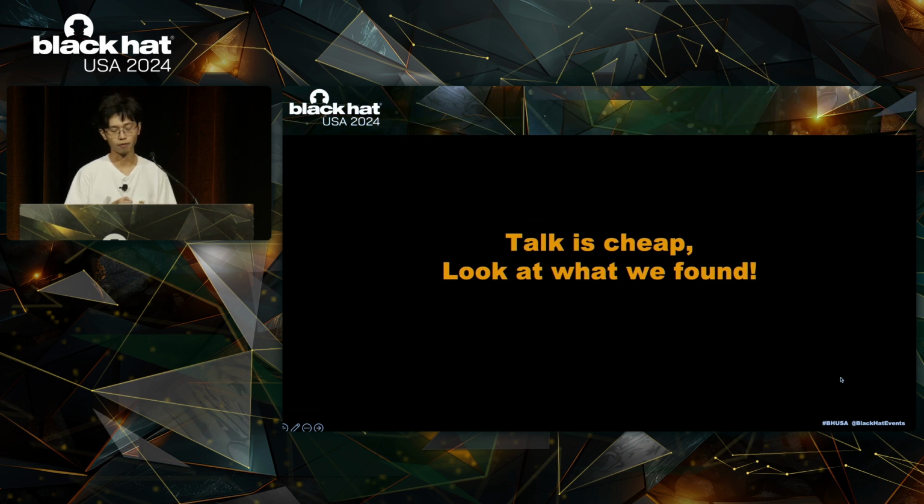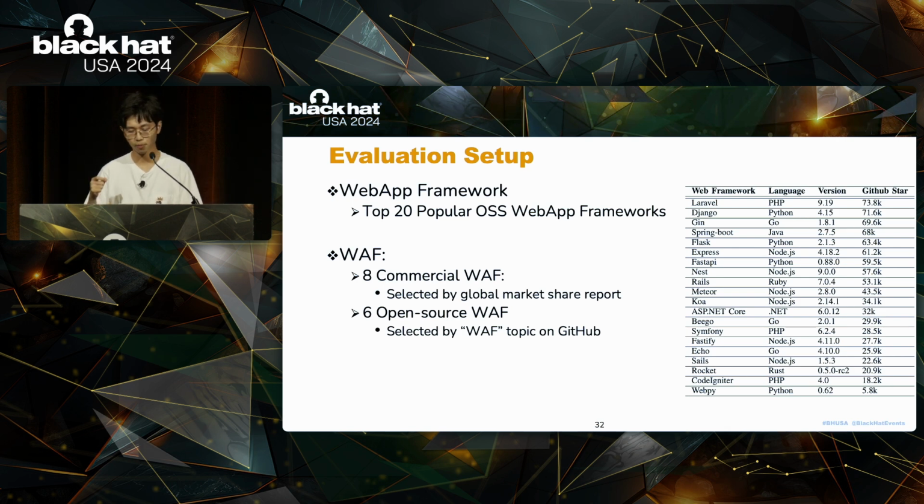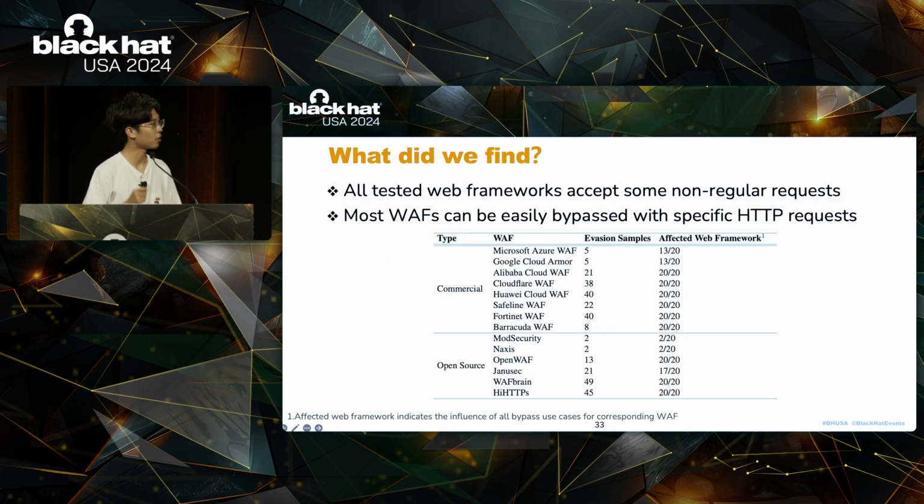After we finish the key points of our design, it's time to look at what we found. In the evaluation, we select 20 popular open source web application frameworks and 40 mainstream WAFs. For the setup of the test payload, we use an unobfuscated attack payload that will be detected by the WAF without mutating the HTTP request at first. After the evaluation, we found two interesting facts. The first is that all test web frameworks accept non-regular requests. And the second is that most WAFs can be easily bypassed with specific HTTP requests.